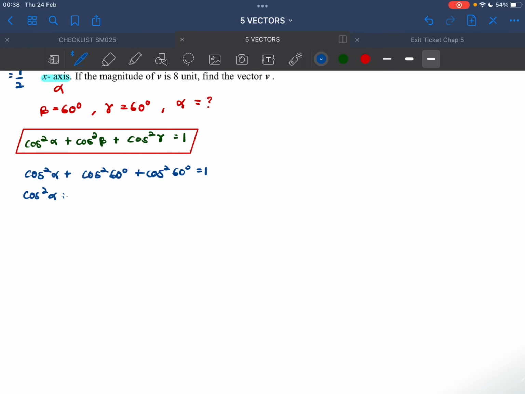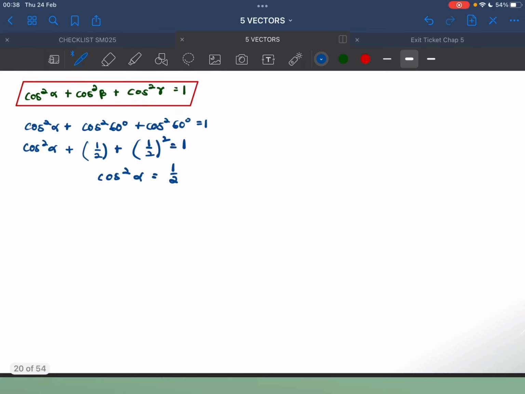Here we have 1 over 2 squared plus 1 over 2 squared equals 1. Okay, then we should have cos squared alpha equals 1 over 2. So bring the square to the other side, and we should have cos alpha equals plus minus square root of 1 over 2. Okay, so this is how to solve your trigonometry equation.